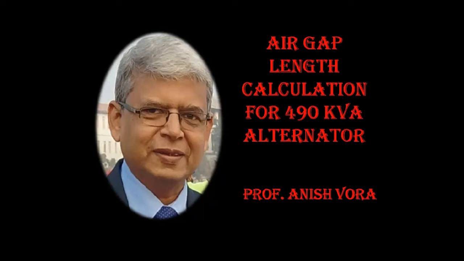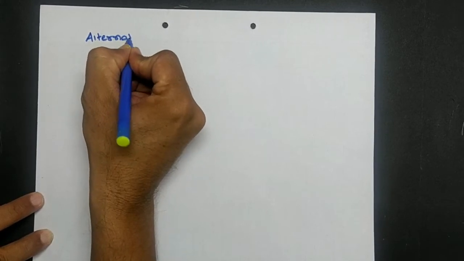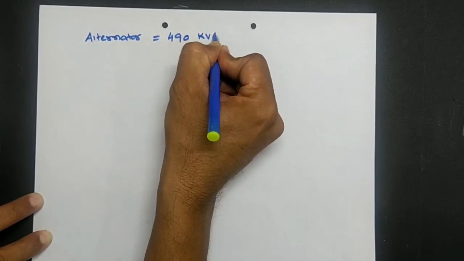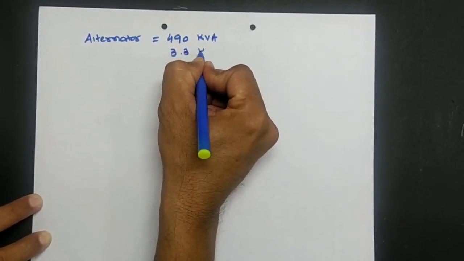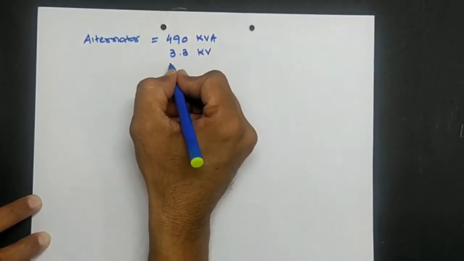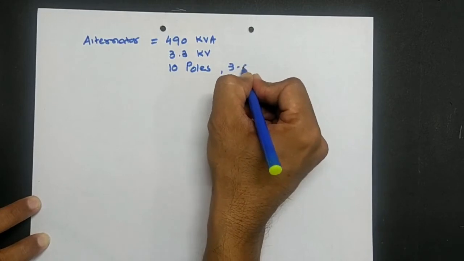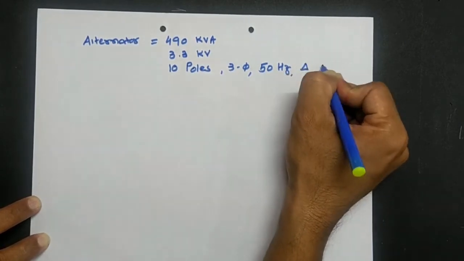Let us today take one numerical and we calculate air gap length. Suppose based on given data we have one alternator of rating 490 kVA, voltage 3.3 kV, number of poles 10, 3 phase, 50 Hertz and delta connected.